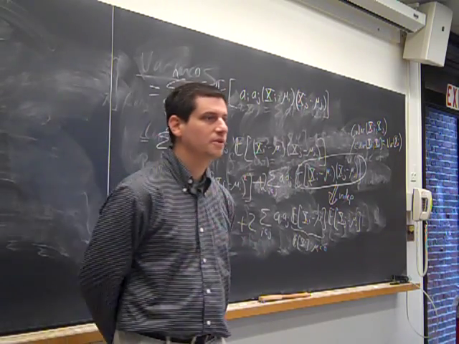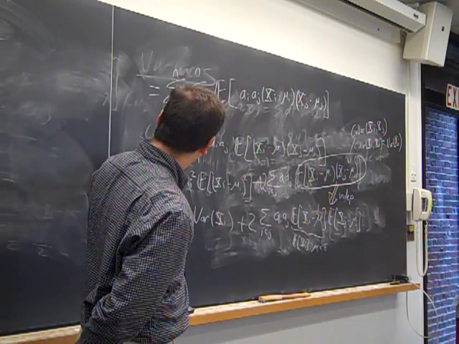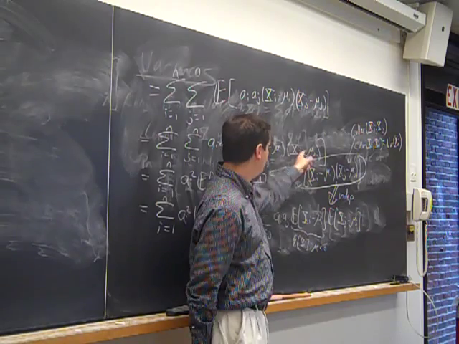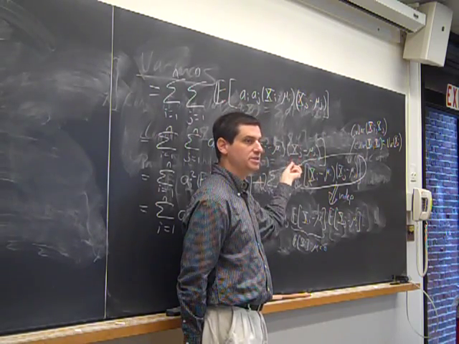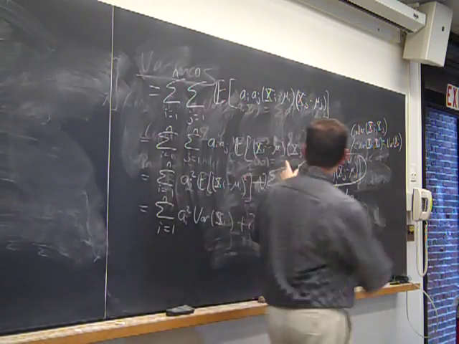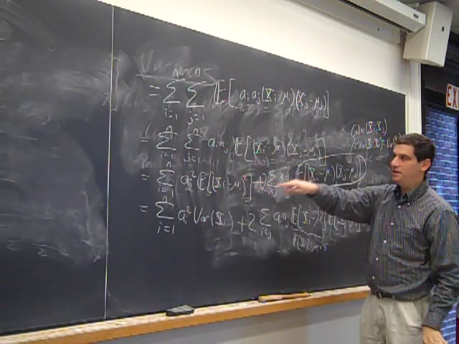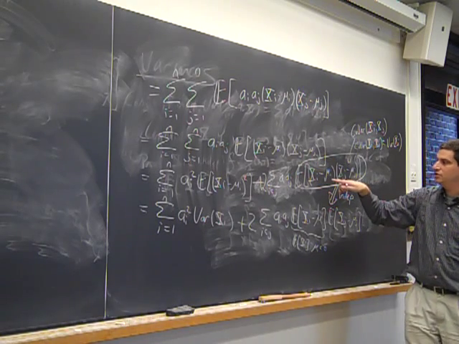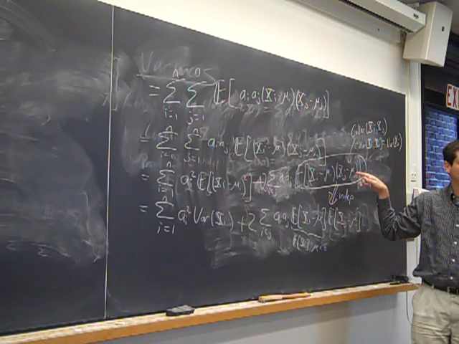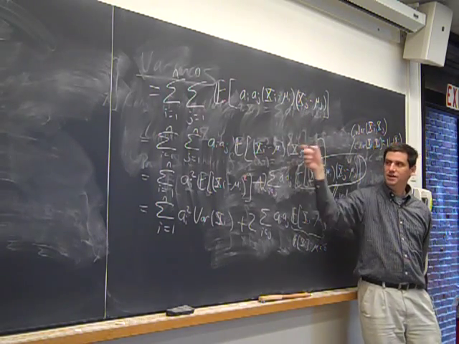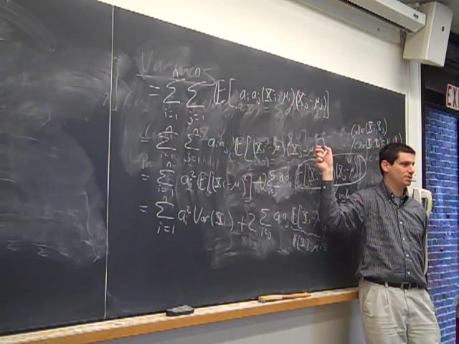Yes? Can you just go through the step between the second and third ones? Here to here? Yeah. So I break this up into two cases. If j equals i, and if j doesn't equal i. So if j equals i, these two terms are actually the same, and I have their square. And then if j doesn't equal i, then I can use the expected value of a product as the product of the expected values because they're independent.